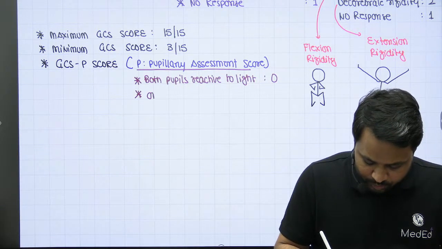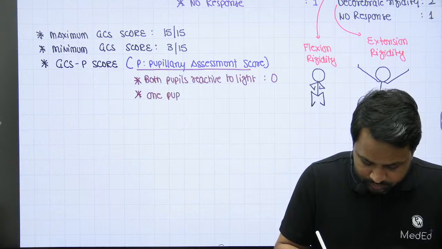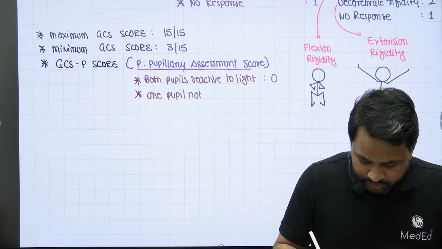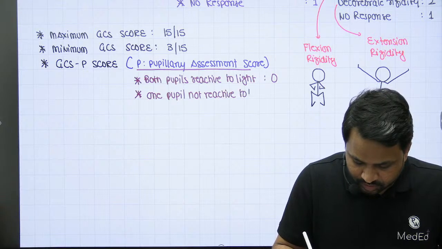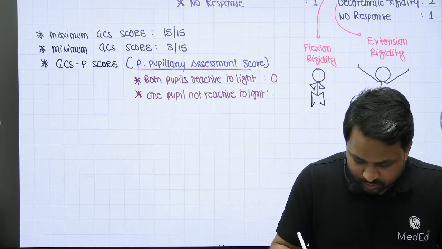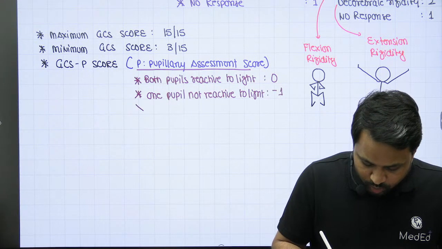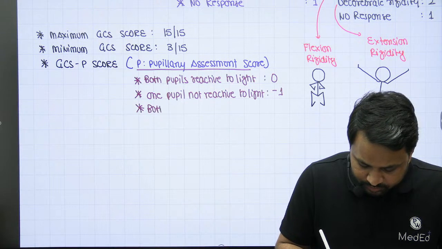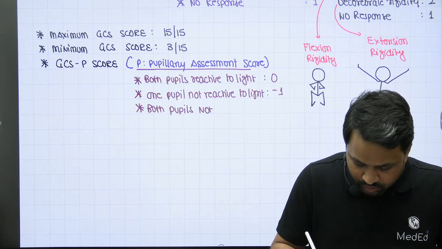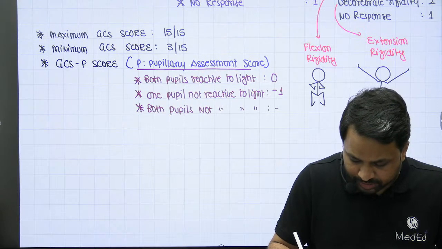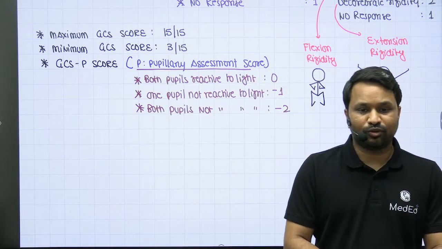If one pupil is not reactive to light, a score of -1 is given. If both the pupils are not reactive to light, a score of -2 would be given.